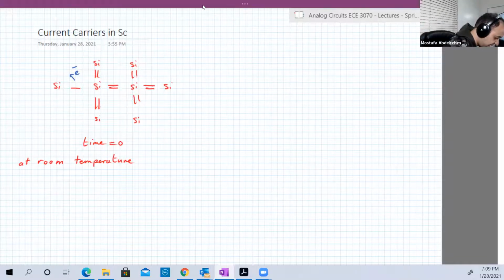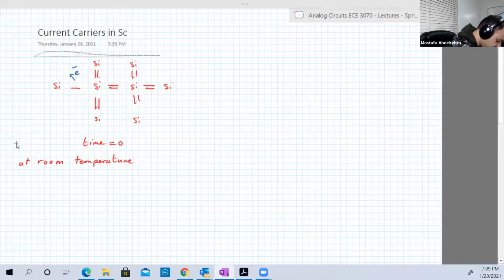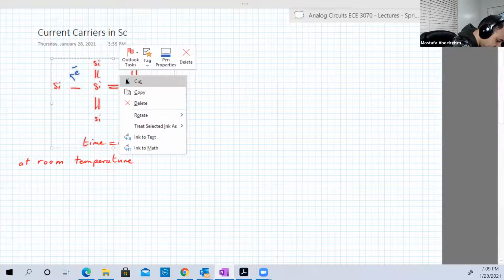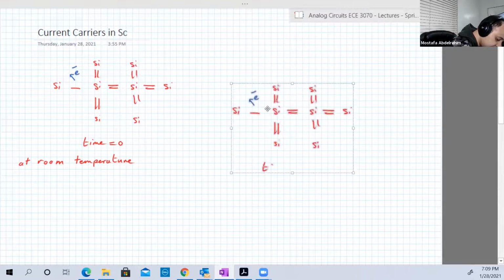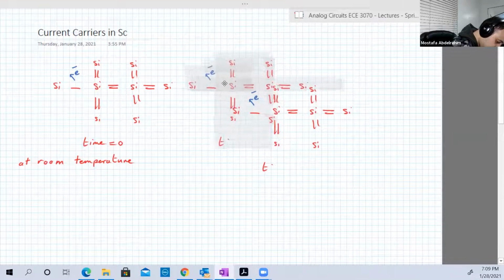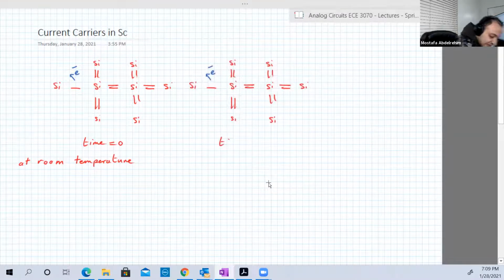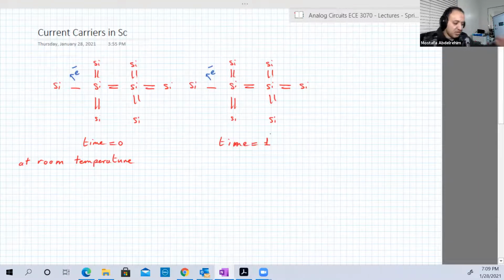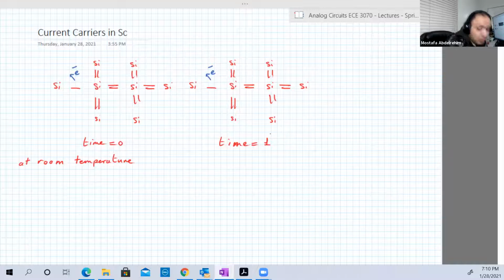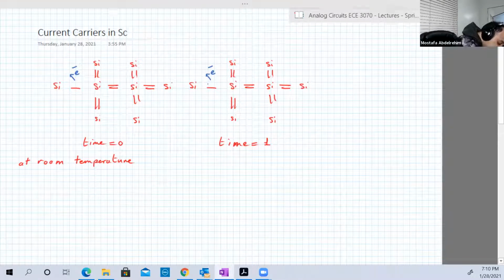So let's take a copy and paste from the same figure we have here, and draw it again. Let's go back: time is equal to 1, for example 1 second, 1 microsecond, whatever. So we take snapshots. At time equal to 1 second, for example, an electron moves from this bond here and fills that missing bond here.